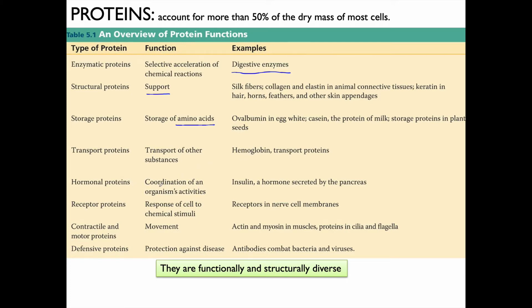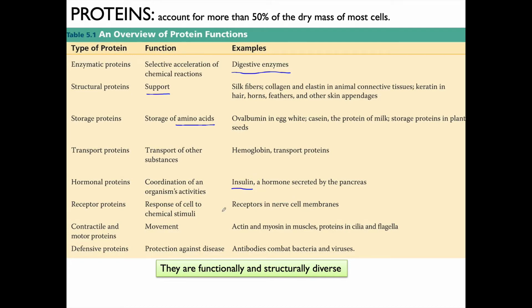We have hormonal proteins, which coordinate an organism's activities. The one that's highlighted here is insulin. Insulin is a hormone that your pancreas secretes after you eat a meal. That meal will contain the nutrients that will eventually get us the energy that we need. The insulin provides a hormone that reaches all cells, and it tells those cells to open up and allow sugar to rush in so they can be properly nourished. Without insulin, a protein hormone, we can't do that, and our blood sugar levels would be completely out of balance.